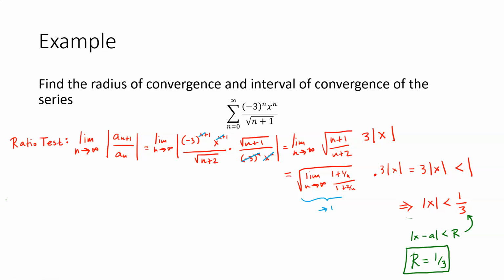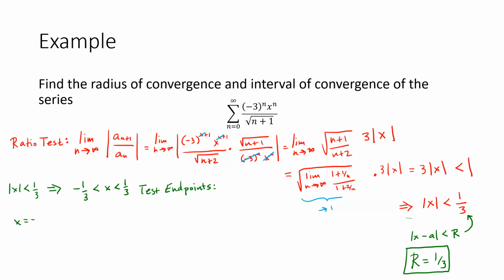Now to get our interval of convergence, let's open up that inequality. Absolute value of x is less than 1/3 gives me that x is between -1/3 and +1/3. And now I'm going to check the endpoints, to see whether or not -1/3 or +1/3 are included in the interval.